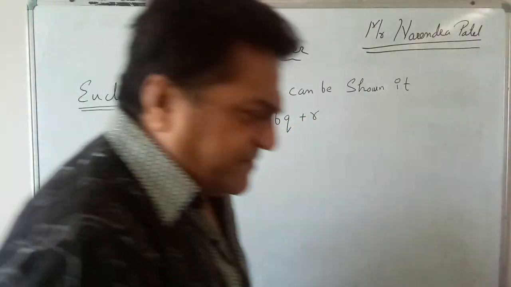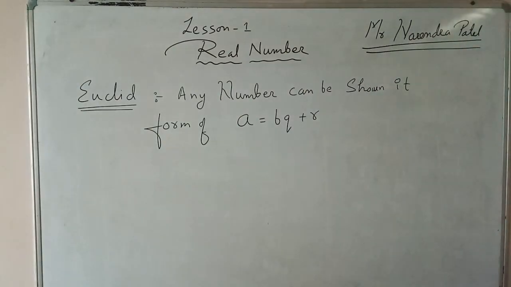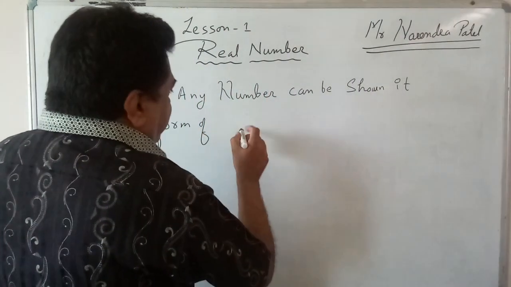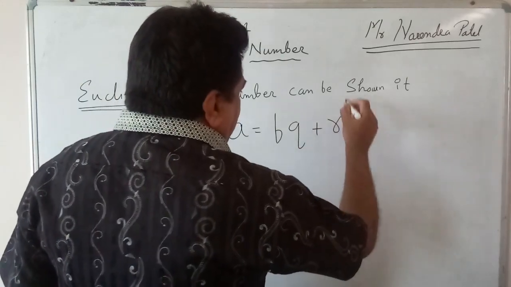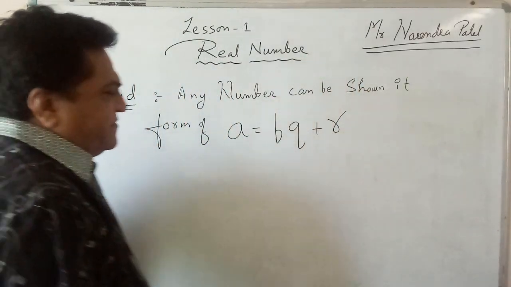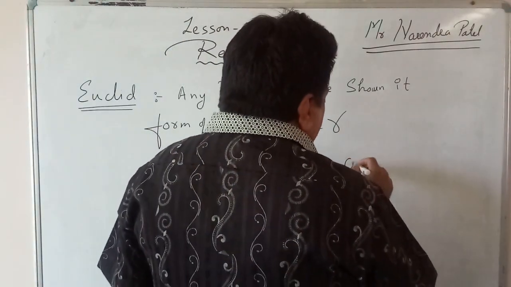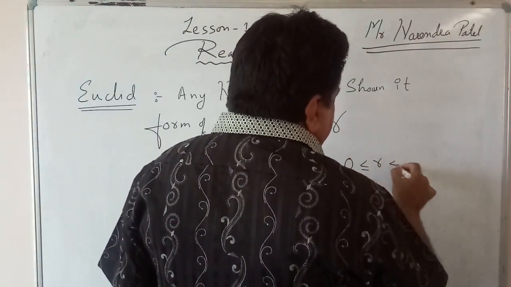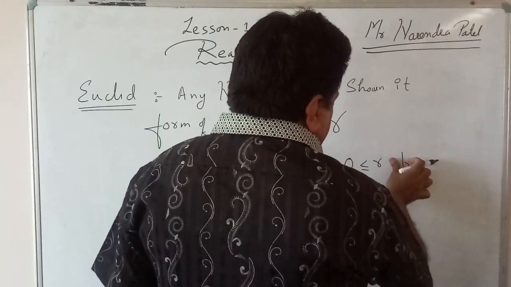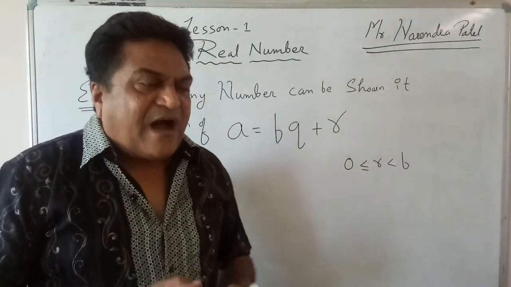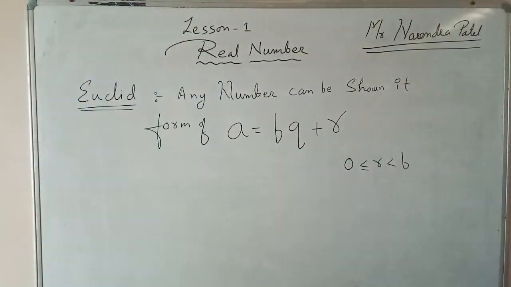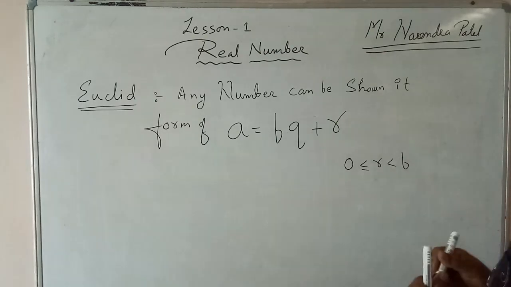A is any number you can take, and that number can be shown in the form A is equal to BQ plus R. And he also told us that the value of R is between 0 and B. If you take B as any number, then R will be less than B and greater than or equal to 0.